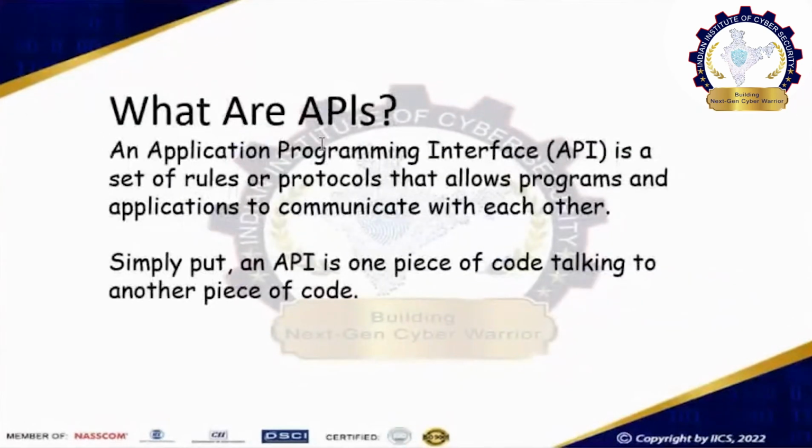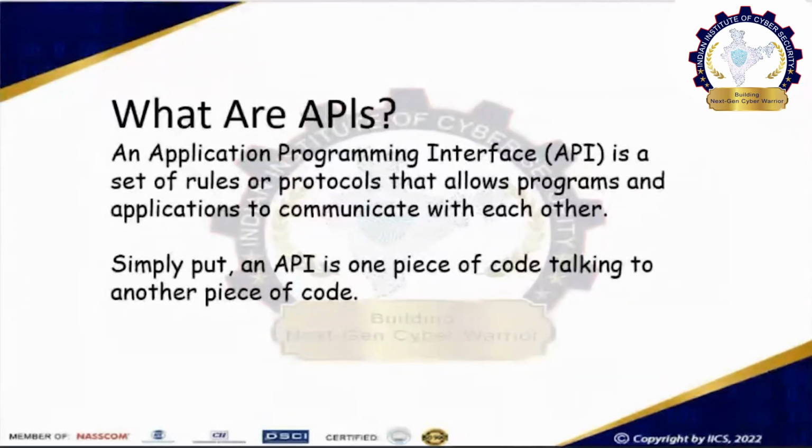First of all, what are APIs? API's full form is application programming interface. It's a set of rules or protocols that allows programs and applications to communicate with each other. If you want to communicate between each and every function of an application, we need to use APIs. So API calls are there to communicate between functionalities and services.